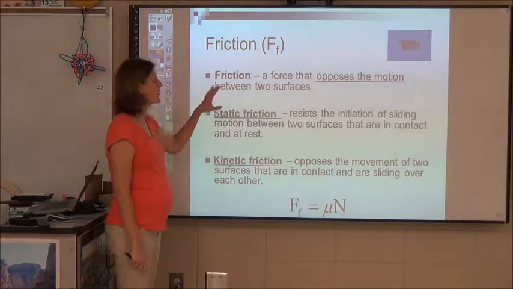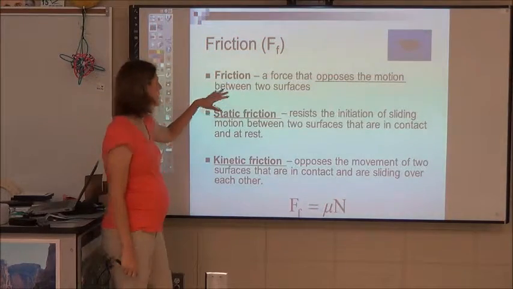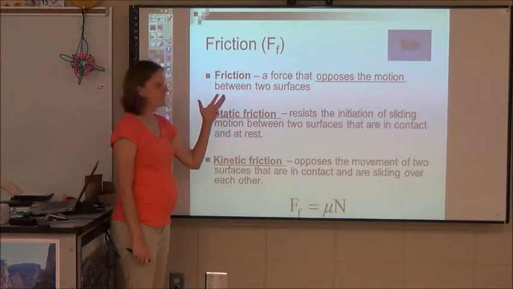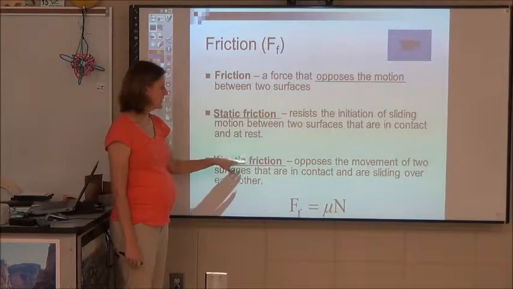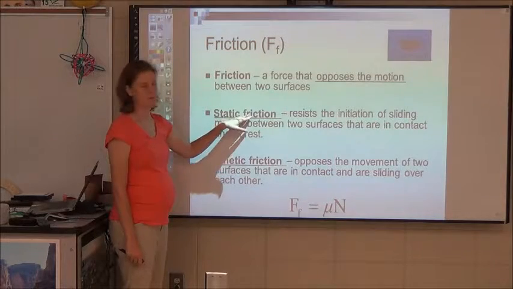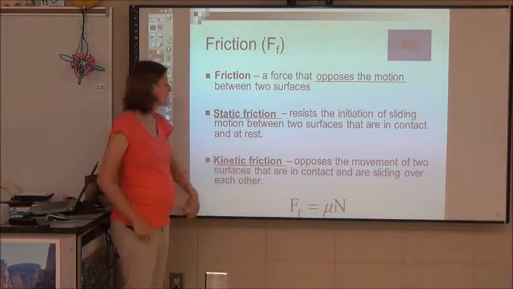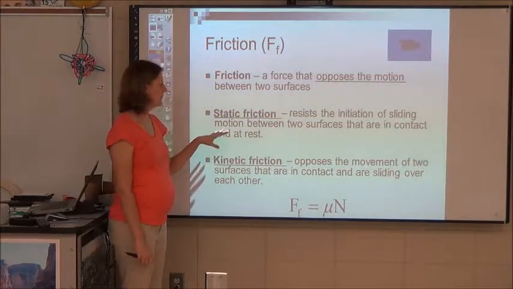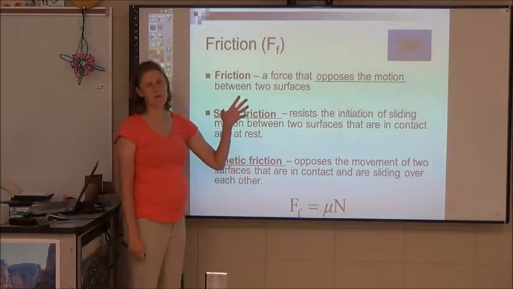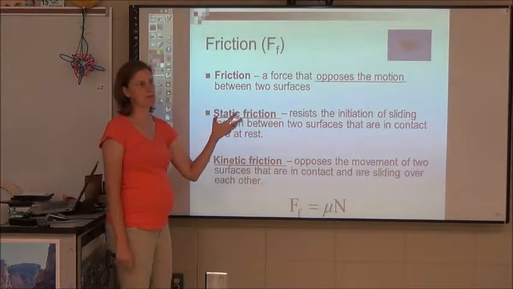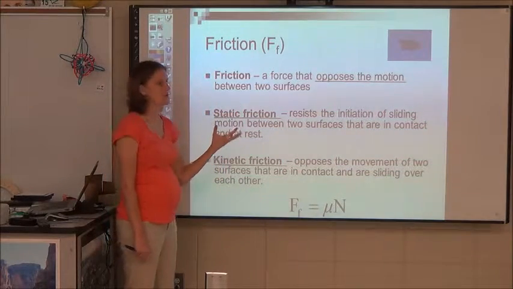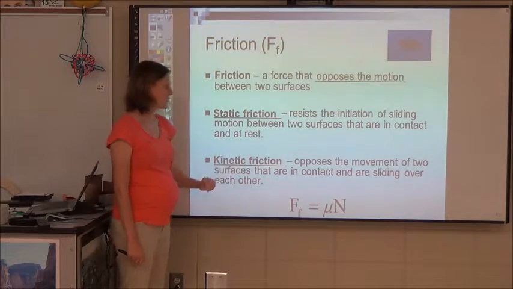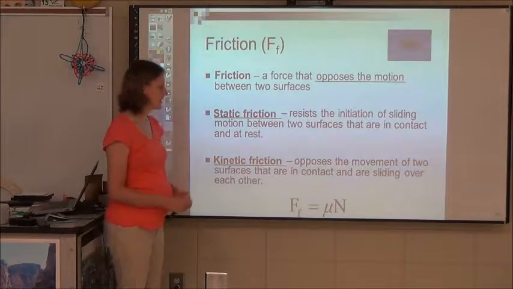Okay, so friction is a force I'm sure you're familiar with. Friction is a force that opposes motion between two surfaces. We know that from physical science. We're going to break it down, though, in physics between static friction and kinetic friction. And the word static just kind of means still anyway. But static friction is what exists before something is moving. It's the friction that resists the moving of something in the first place. Kinetic friction is what is present when something is already moving.